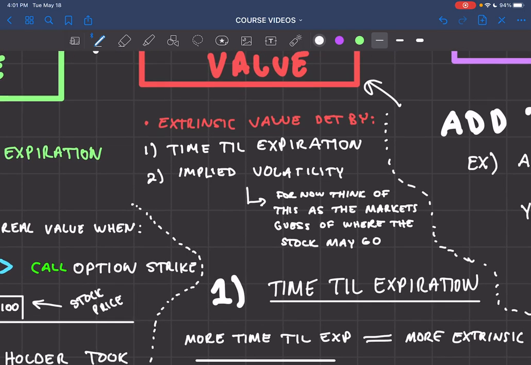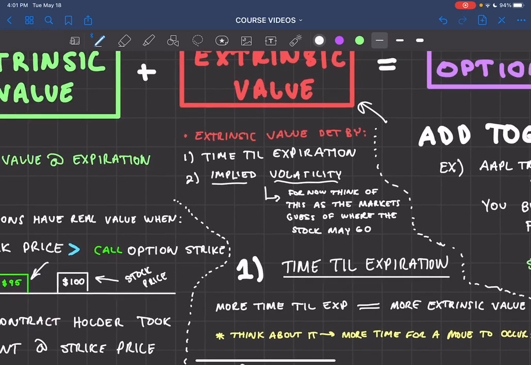It's really not. For now, we can just think of this as the market's guess of where the stock may go. So just think about it logically here. We have the word implied and the word volatility. When you think of the word implied, you think, well, I think this is going to happen because of this. And you think of the word volatility like it could go way up, it could go way down. So just think of it as the market's guess of where the stock could go.